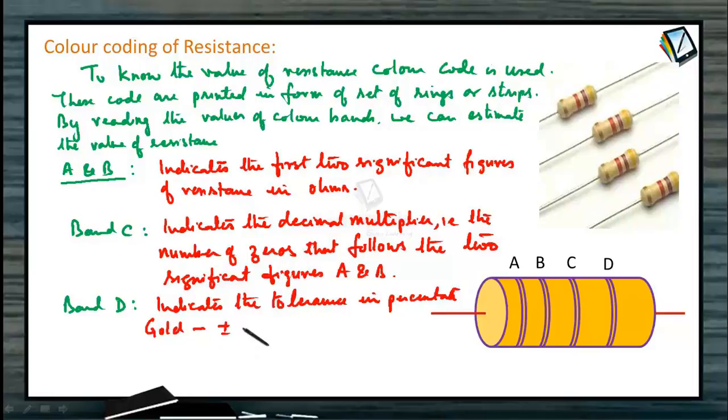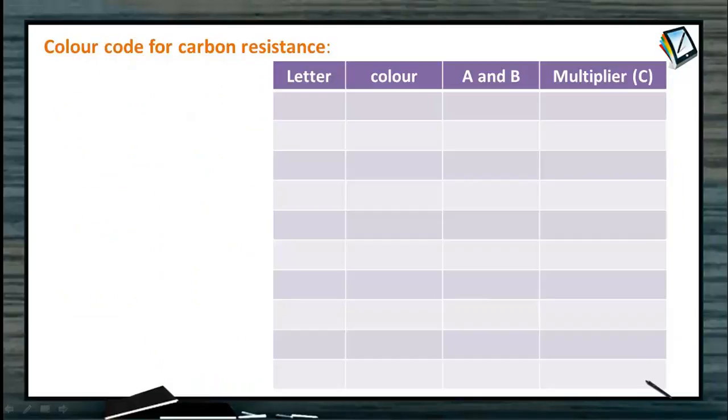Gold plus or minus 5%, silver plus or minus 10%, no band or no color plus or minus 20%. This indicates tolerance. That means if there is no color on the 4th band, then it is plus or minus 20%. Color code for carbon resistance. So depending on the color codes, A and B and multiplier C are decided.